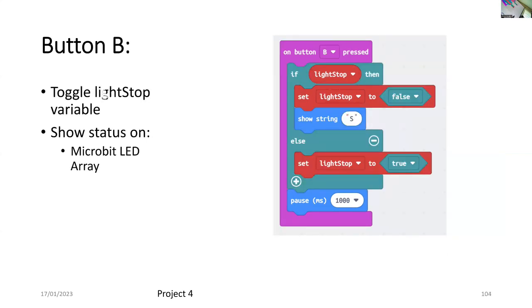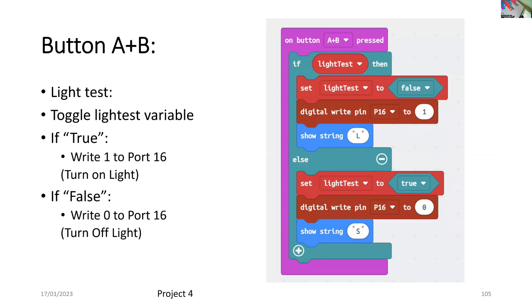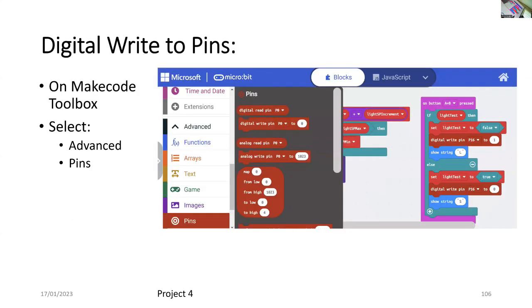Button B is just simply a toggle where, if it's stopped, we can set it to true or vice versa. We press both A and B together. We're turning off the relay, or we can turn it on. So it's like a toggle where we can perform a test on our light.